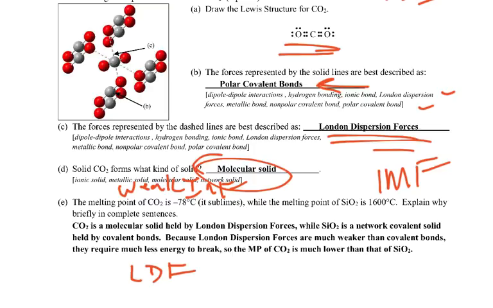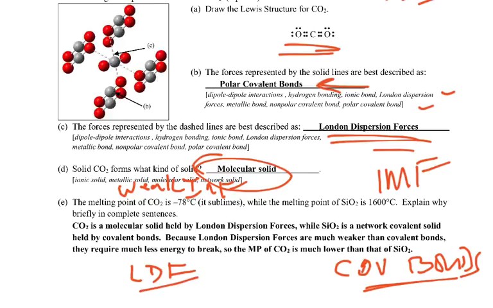And SiO2, we recognize that's one of our covalent network solids, silica. So it's held together with covalent bonds, which are much, much stronger. You're going to have to heat this up much higher to get that substance to break down. London dispersion forces are very weak and easy to break. Covalent bonds are very, very strong, and you have to really heat that up to break it down. So that's why those numbers are very different. And that is the practice test.